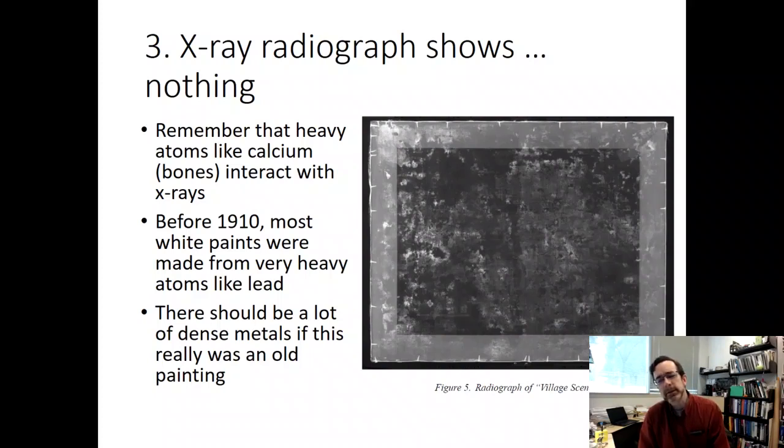But there's very little lead in this painting. You don't see anything. There should be a lot of dense metals if this was an old painting. Again, maybe the artist chose to use non-lead pigments because you could. They just didn't tend to work as well, so most artists didn't do that. All of these are red flags, and the red flags add up for this.